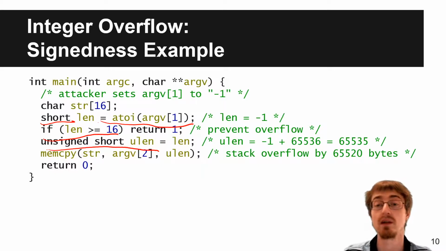So the memcpy will actually copy much more than the check assumed. So this of course means that again, we have a potential for buffer overflow due to an integer overflow. Now, this example of course looks very contrived with the assignment in between to an unsigned value. In reality, it will be much more subtle.